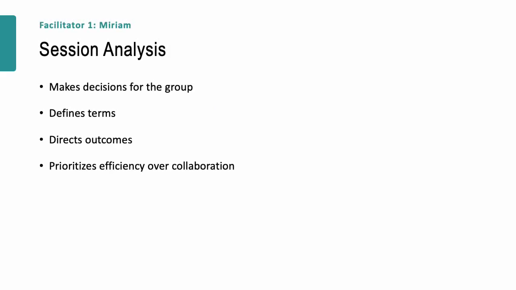Now, let's analyze what we've just watched. In this session, how does Miriam approach her role as facilitator? She takes a leading role in making decisions on behalf of the group. She also somewhat limits the open exchange of ideas. She defines terms, directs the outcome, and encourages quick consensus, prioritizing efficiency and her own perspective over a fully collaborative process. Miriam probably also sees herself as a subject matter expert by citing research and her prior experience.